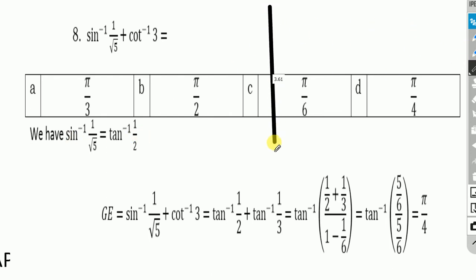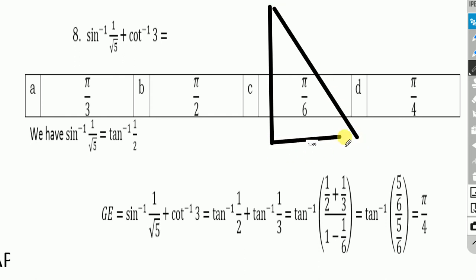So if you take a triangle, let us consider a right angle triangle here. Let us take this as theta here. So 1 by root 5, you know that sine means opposite by hypotenuse, so opposite is 1 and hypotenuse is root 5 here. So this side will be root 5 square is 5 minus 1, which will be 4 here, that is square root of 4 is 2 here.